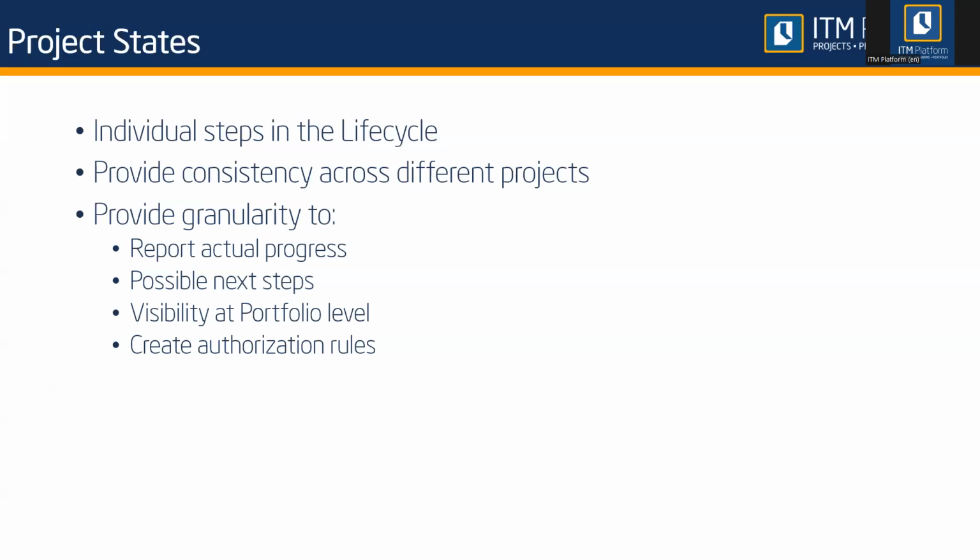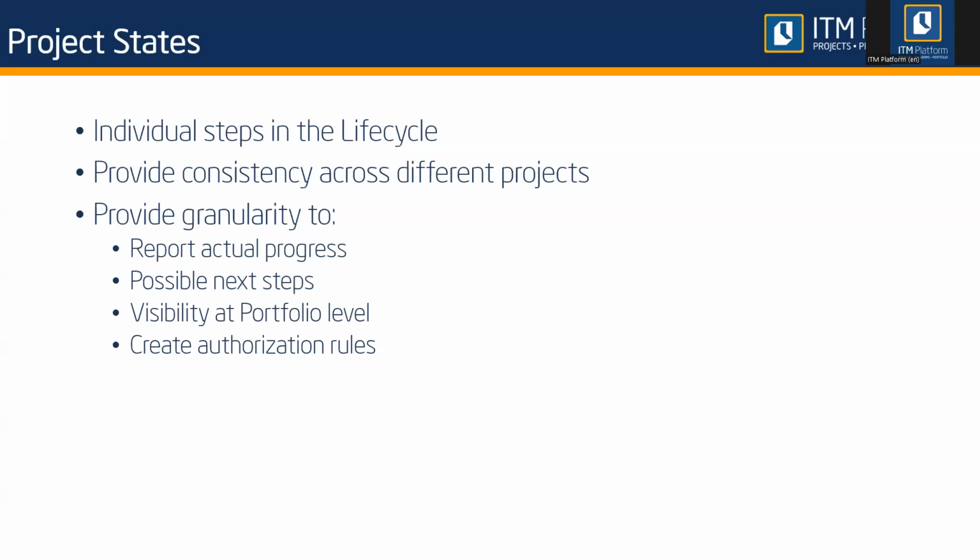And more important than the previous points, for certain organizations, they will allow you to create authorization rules. What are those authorization rules? If you need someone to say yes or no to go to a certain state, that is an authorization, and that can happen in a very controlled way inside ITM Platform. Inside the definition of the state, you can create those rules. And again, I'm going to show you in a few minutes.